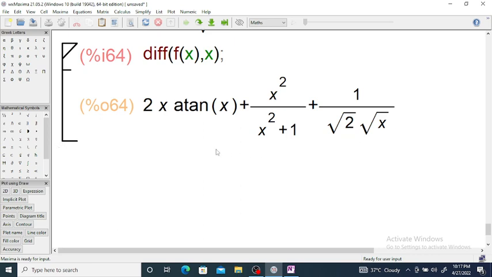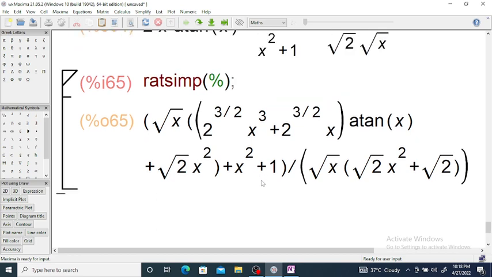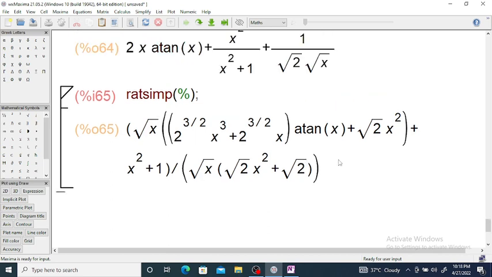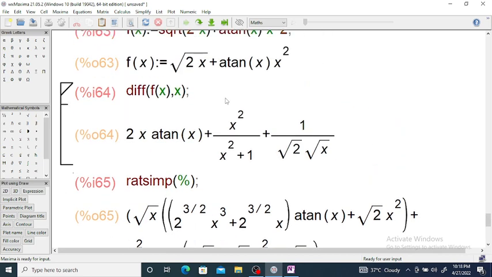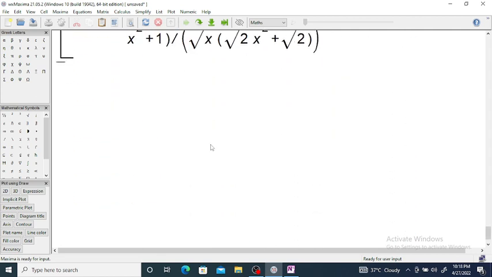If you want to simplify this, just enter the command ratsimp, and since it is the previous command, enter percent. Okay, it's simplifying, and you get a simplified answer for the derivative of this complicated function. So for any complicated function you can find a derivative. Okay, thank you.